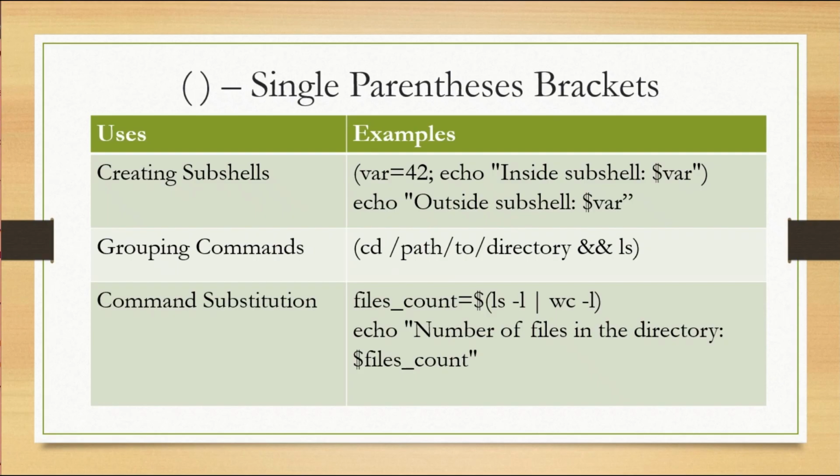The last use of our single parenthesis is command substitution. In this case, we're going to list all the files and directories, and then we are going to count the number of lines. The number of files, we are going to count all of them. Then we are going to echo the number of files in the directory, and print the number that was counted.